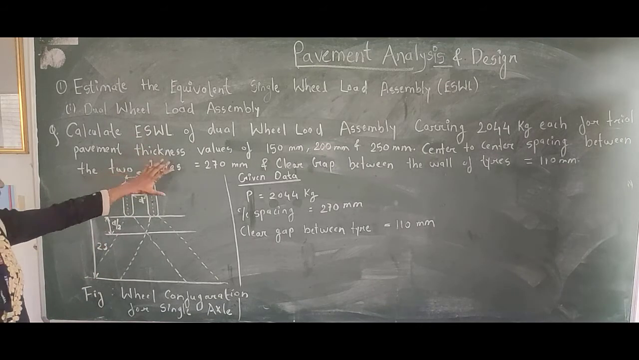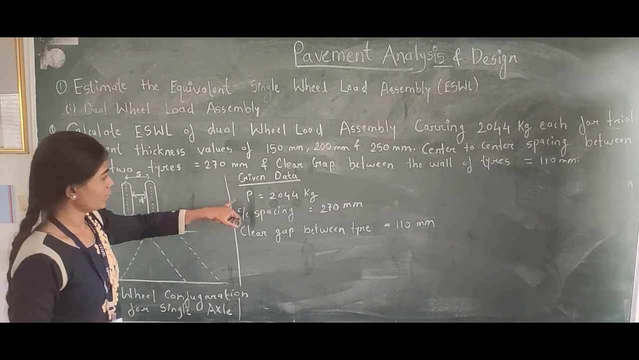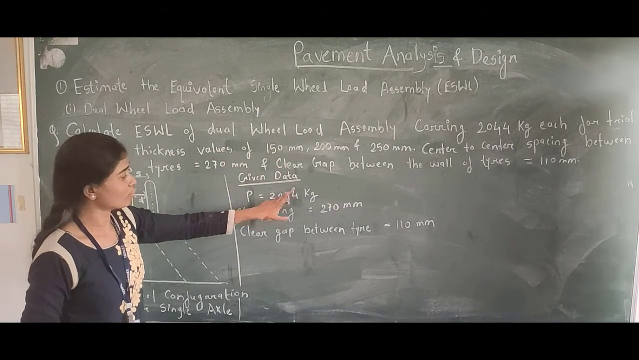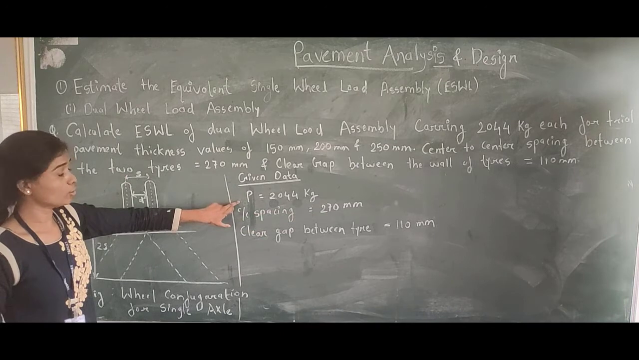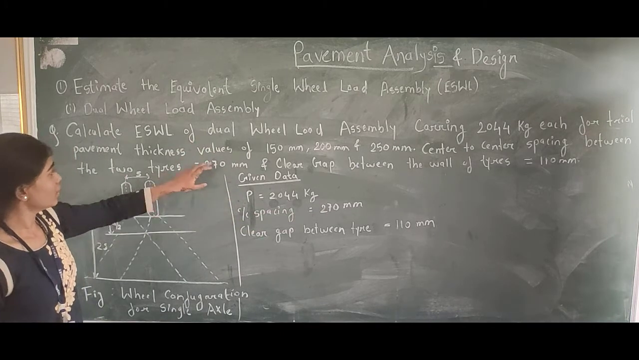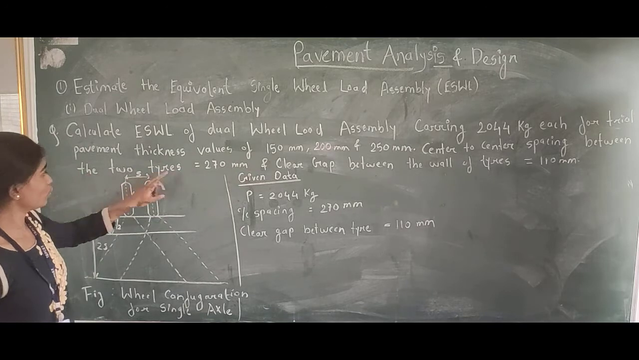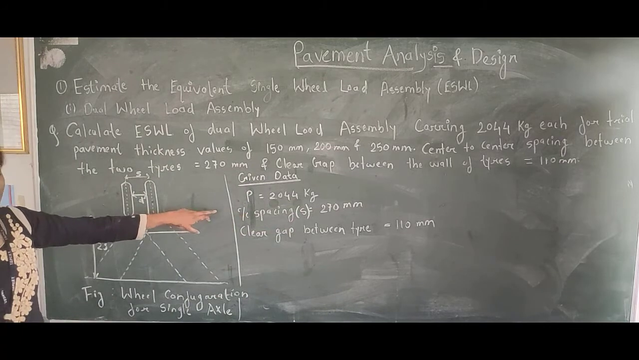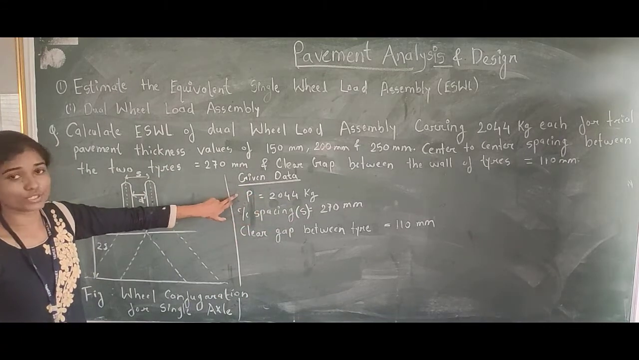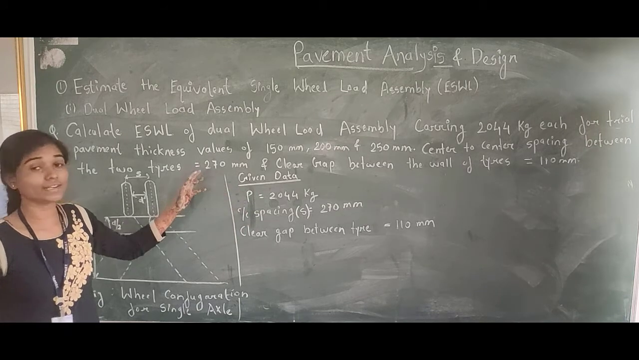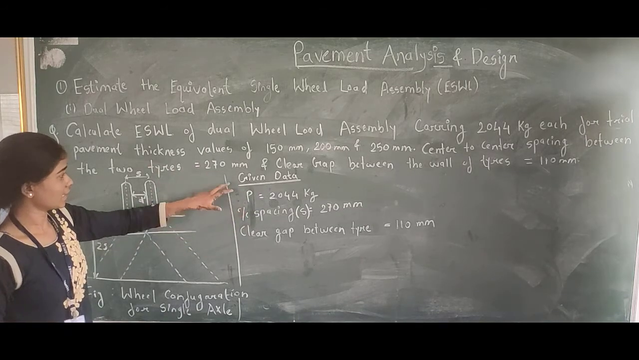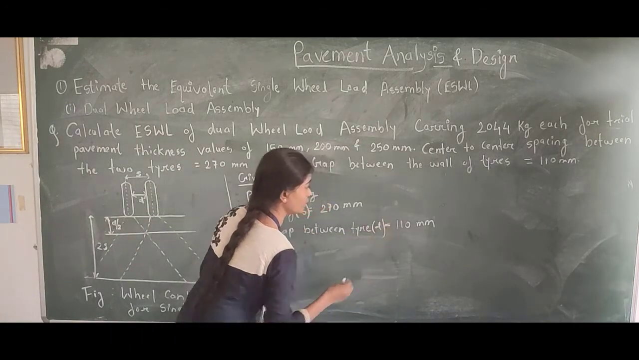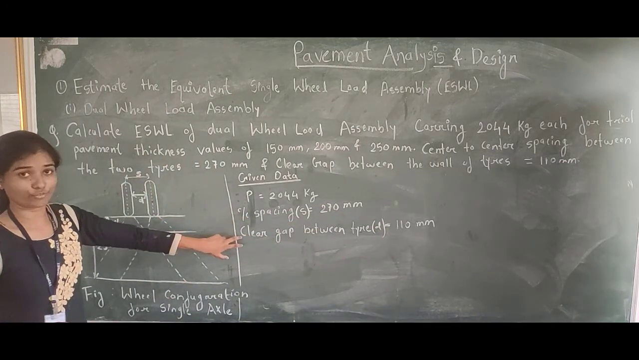So in this numerical, the given data is: wheel load assembly carrying P is equal to 2044 kg. That means the load is directly given in the numerical. Then the center to center spacing between two tires, that is S, is 270 mm, also directly given. If it is not given, then we have to calculate it. If the load is not given, then we have to calculate it. We already discussed formulas for this. And the third is the clear gap between tires, that is D, 110 mm. If it is not given, then we have to calculate it.